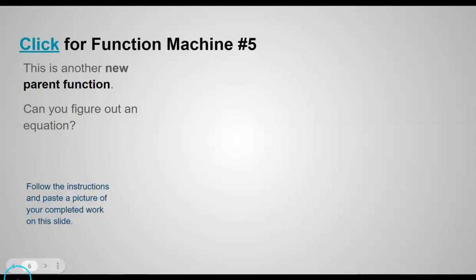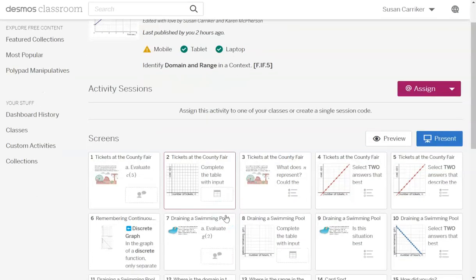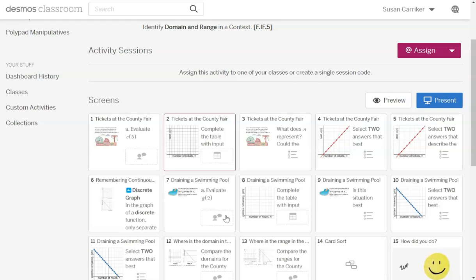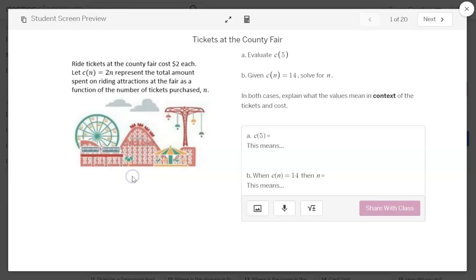After you finish with your slide deck, we'll move on to the Desmos activity. The Desmos activity is domain and range and context. So we have actually covered this before, and we're going to get even deeper into it. We're going to put it together with our discrete and continuous and evaluating functions. So this is just loaded up with all kinds of review, and we're putting it together, and real world context, all of the above.